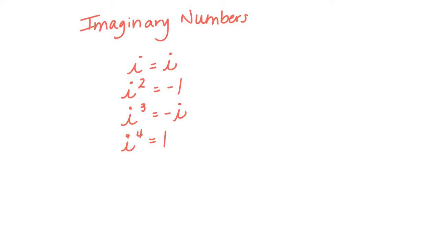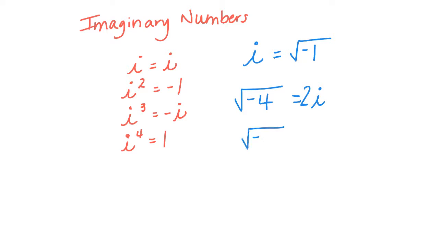Let's talk about the cycle of imaginary numbers. We learned the other day that the imaginary number i is equal to the square root of -1, which made things like the square root of -4 equal to 2i, where the square root of -12 can break down into 2i root 3. Today I'm going to talk about the cycle of 4 in imaginary numbers.